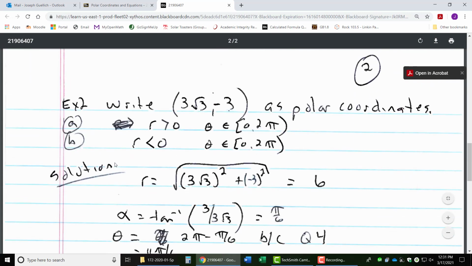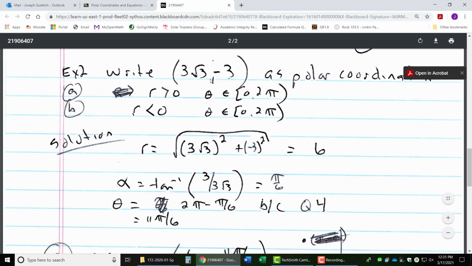The next example starts with the rectangular, x and y, and we want to write it as the polar. 2 different ways: r positive and theta positive, and then r negative with theta positive as well.